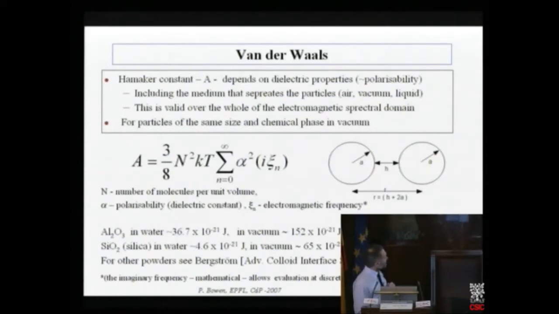Here are examples of magnitude for alumina in water and in vacuum. And you can see there's a significant change. So particles, when they're dry or when they're in suspension, there are different forces between these particles. If the attractive force is strong and they're in a potential well, you need to kick them out with some energy. So the attractive force depends on this Hamaker constant.